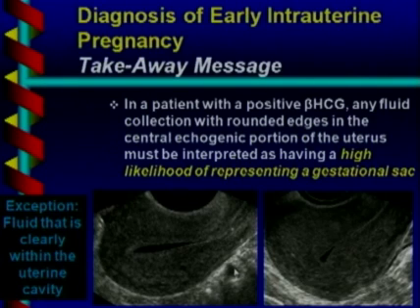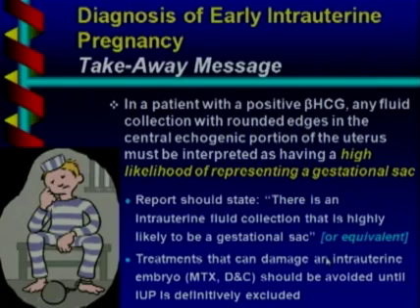So the takeaway message is that in a patient with a positive pregnancy test, any fluid collection with rounded edges in the central part of the uterus must be interpreted as having a very high likelihood of representing a gestational sac. The exception would be fluid that's clearly within the uterine cavity, like this. You can see it's right in the center and has these pointed edges here. Similarly, another woman here has some fluid in the mid-uterus, a little pointed edge. These are not those rounded edge collections that I'm talking about. These are just pseudogestational sacs, but anything else has to be interpreted as being an almost certain intrauterine pregnancy.